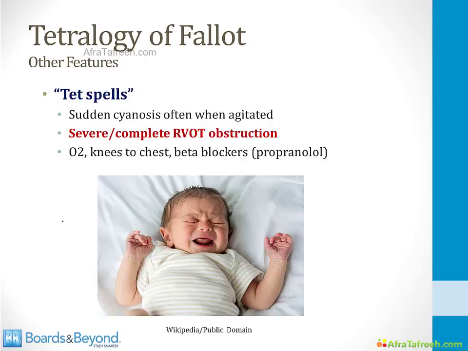In addition, babies and children with tetralogy of Fallot often suffer from something known as tet spells. This is sudden severe cyanosis that occurs when the child gets agitated.